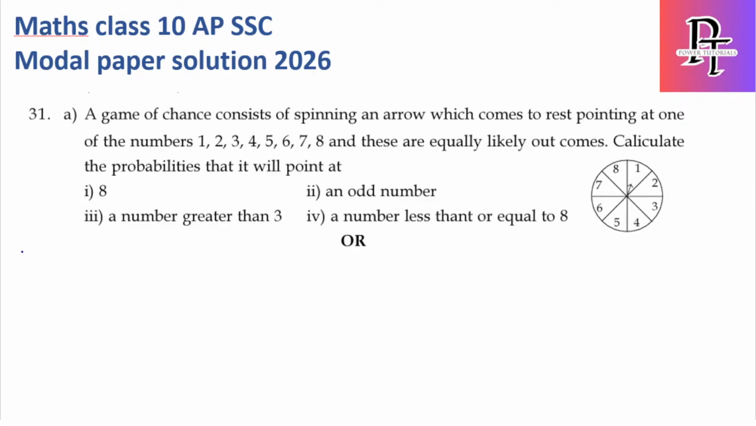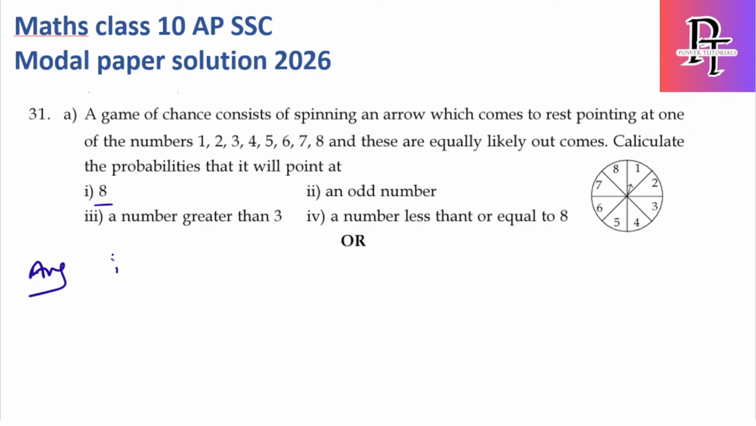Okay, let's move to the next question, the 31st question. This is related to chance, so this is a probability question, so this should be very easy, straightforward. Let's see what the question is. A game of chance consists of spinning an arrow which comes to rest at one of the numbers 1, 2, 3, 4, 5, 6, 7 or 8, and these are equally likely outcomes. Calculate the probability that it will point at 8.